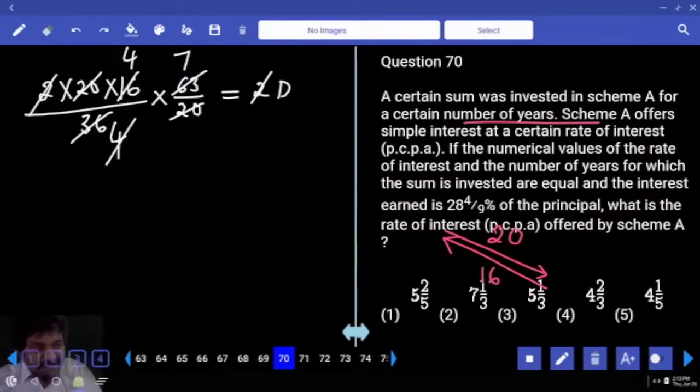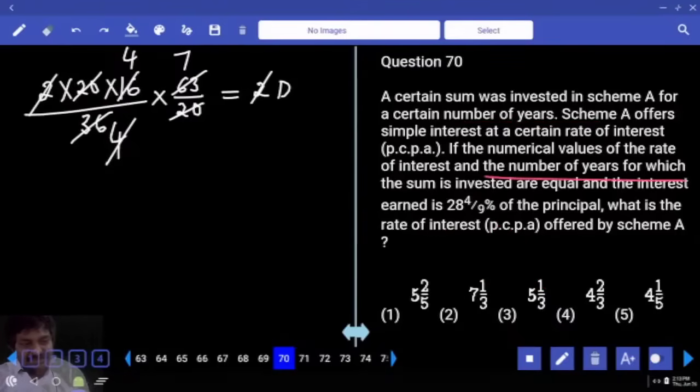A certain sum was invested in scheme A for a certain number of years. Scheme A offers simple interest at a certain rate of interest. The numerical values of the rate of interest and the number of years for which the sum is invested are equal. That means R and N both are equal. That's what the statement says. And the interest earned is 28.4 by 9 percentage of the principal. What is the rate of interest offered?